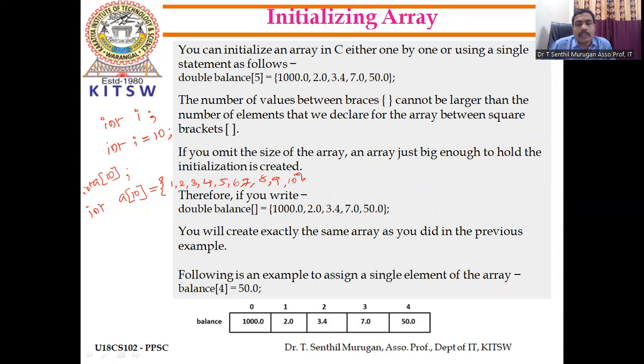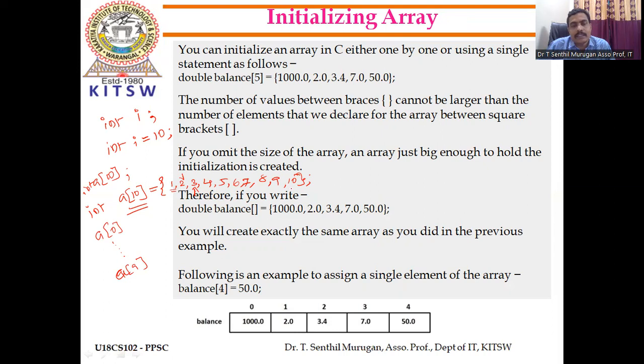We already know that an array uses indexing. The indexing starts with a of 0 and goes up to n minus 1, here a of 9. So a total of 10 values will be there. 1 is assigned to a of 0, 2 is assigned to a of 1, 3 is assigned to a of 2, like that, and 10 is assigned to a of 9. So this is the initialization of a one-dimensional array. Clear?